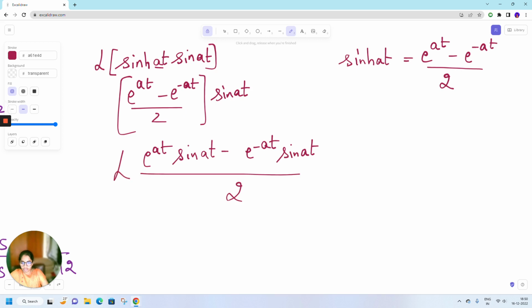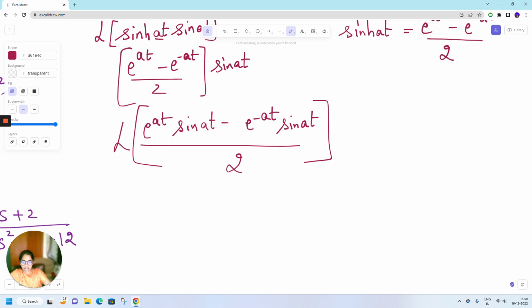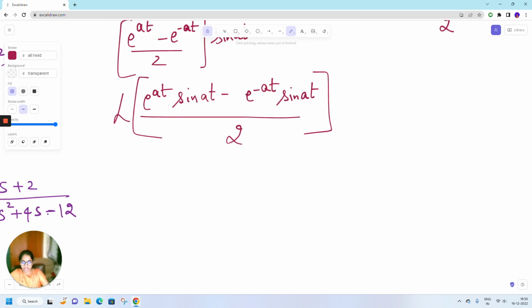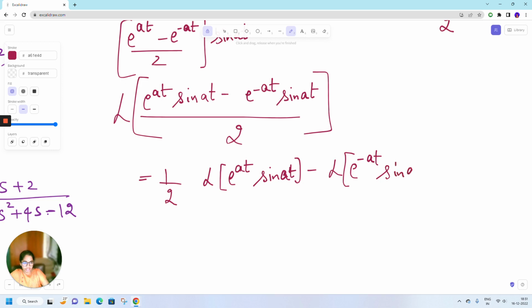Now if you have to find the Laplace of this, half is a constant, so let me take that out. I can give Laplace to each term. Laplace of e power at sine at minus Laplace of e power minus at into sine at. Now, what is Laplace of e power at sine at?